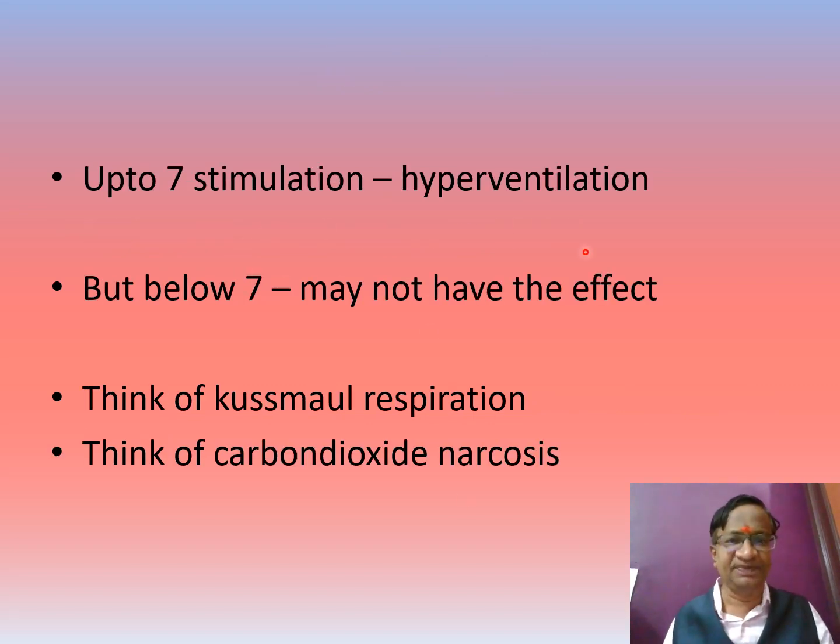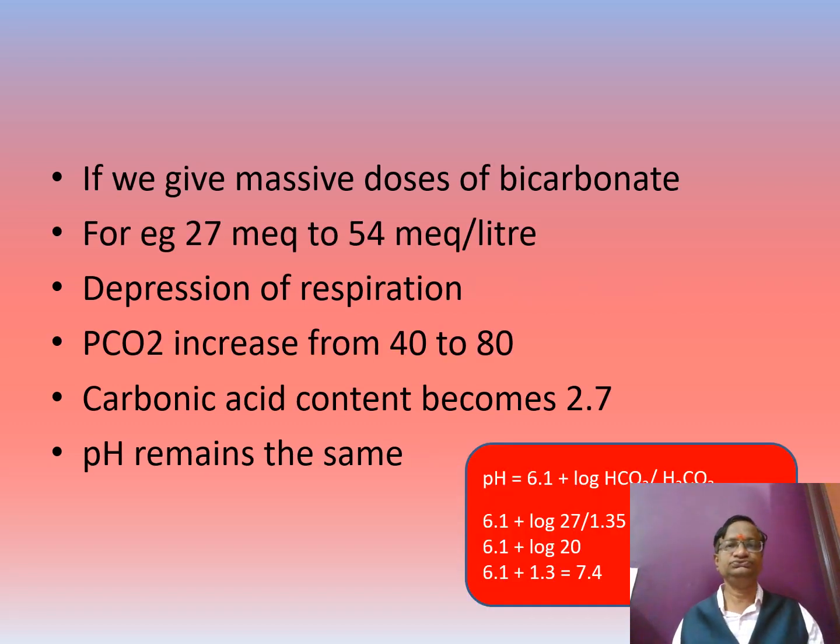Down to 7 there is hyperstimulation, and if the pH is 7.2, it is okay. 7.1, okay. When it becomes 6.2, there is complete depression. Now if you give massive doses of alkali, there is depression, again the same thing. PCO2 will increase and the patient will go bad.